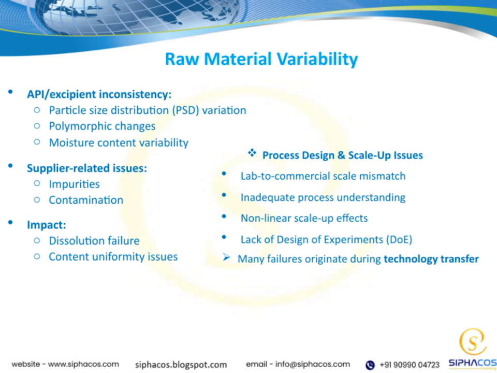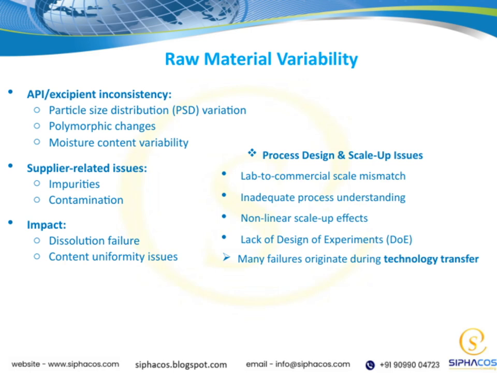Another key point is the nonlinear effects that happen during scale-up, which means that small changes at lab scale can become much more significant at larger volumes. This is why it's so important to have a robust design of experiments, or DOE, in place. Without it, you miss out on systematically exploring the variables that influence your process. Many failures in manufacturing occur during technology transfer, highlighting how critical it is to thoroughly understand and control the process before scaling.